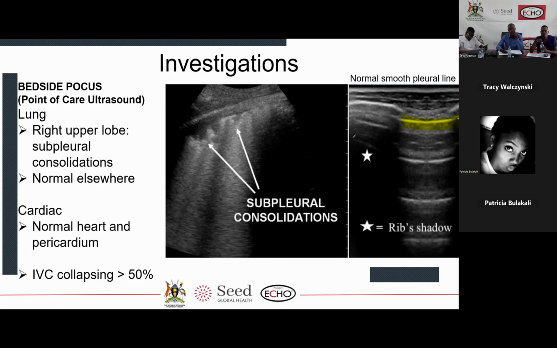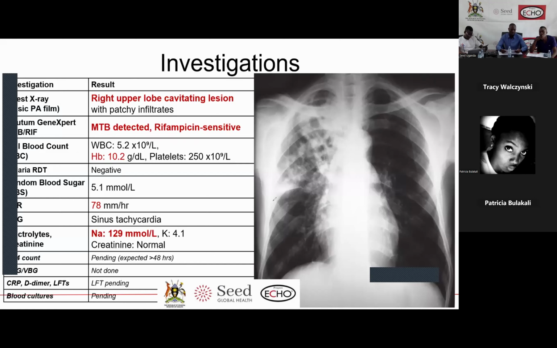But we have a collapsing IVC for more than 50%. This means that the patient is volume depleted. Action to be taken. I hope the audience has some idea there. Let's continue with investigation. Next on the list, chest X-ray.